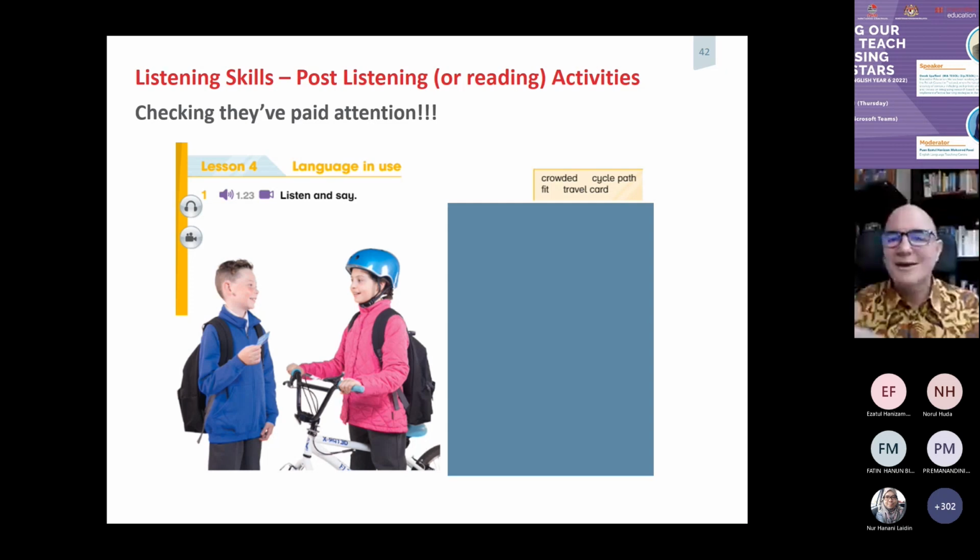But you can check understanding. You can check that they've listened. It isn't dangerous. I use a cycle path, and I always wear my gloves. Any problems there? Gloves and helmet. Thank you. Okay, so we can go through, and so on and so forth.